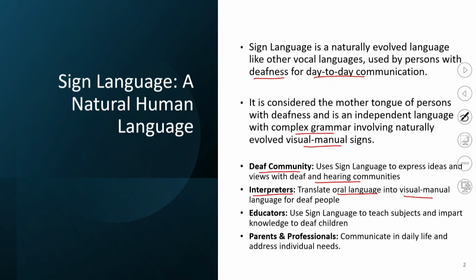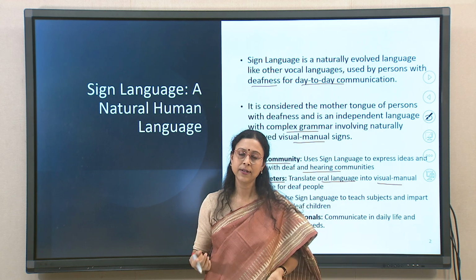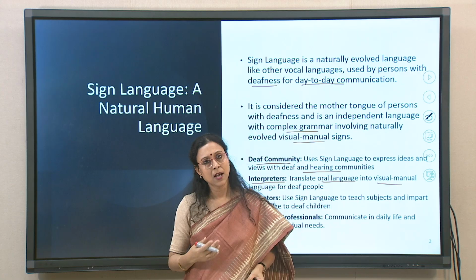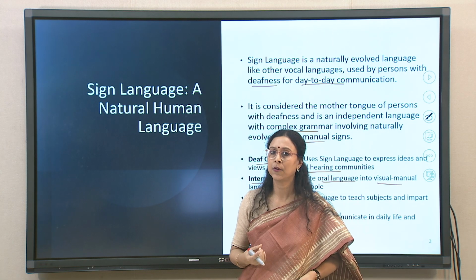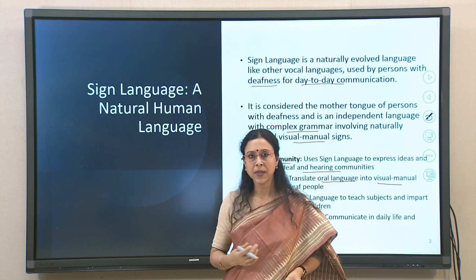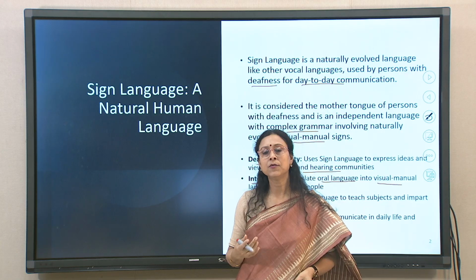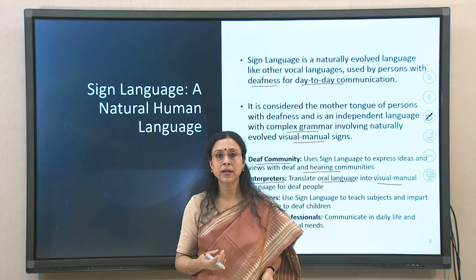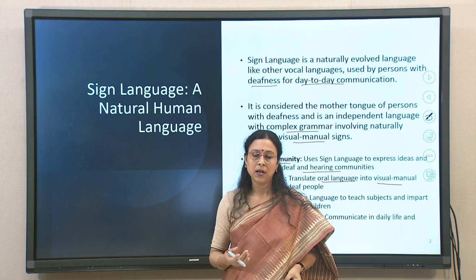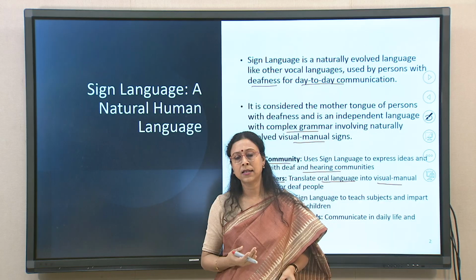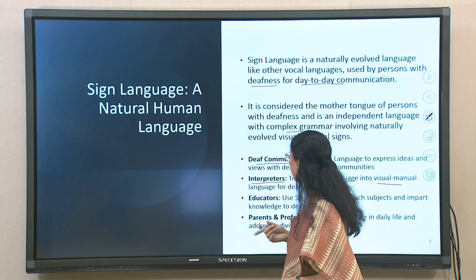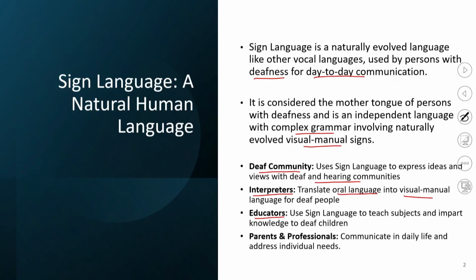This is what we often see in the news broadcast. While the news is being read by another person, the news anchor, using the vocal language, side by side we also have another person who is using sign language for those people who are deaf. This is common in news broadcast. This is also common in important speeches by heads of states and others. There you will have another person. So, interpreters are there who also know and utilize sign language.